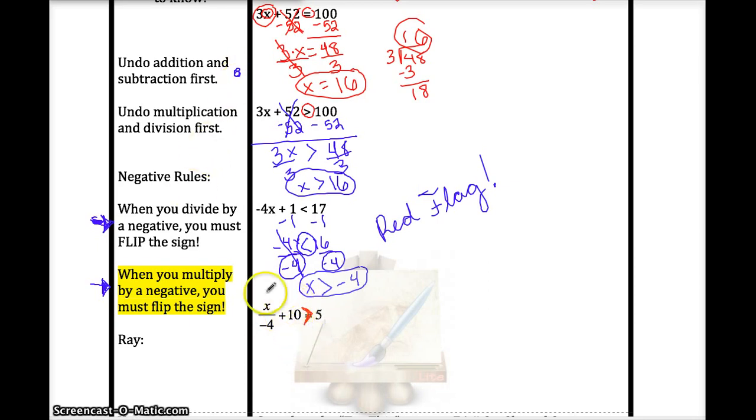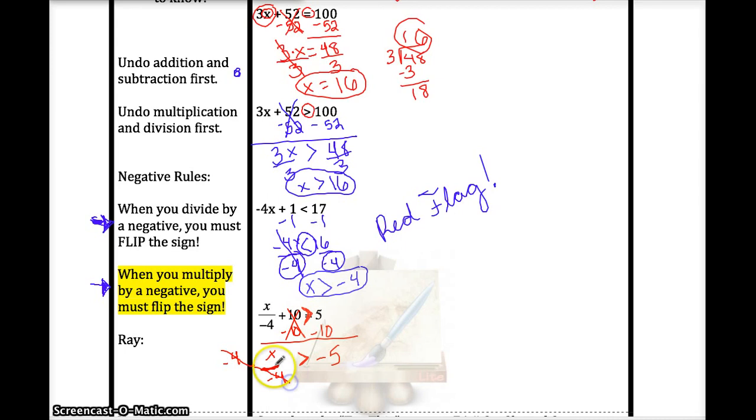So we need to undo addition and subtraction first. So the opposite of a positive 10 is -10, or subtracting 10. Subtract 10 from both sides. So we have positive 10 minus 10, this goes away. And 5 minus 10 is -5. And then we have our inequality sign still. And we have x divided by -4 as the only thing we have left on this side. So how do we get rid of division right here? This is a dividing line. Well, we multiply. So multiply by -4 on both sides.